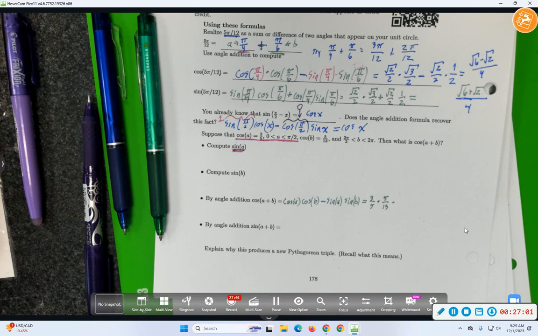So cosine A is 3/5 and A is between 0 and pi over 2. Is that enough information to figure out sine of A? How many people here already know how to find sine of A given that? Oh, I expect you all have seen it. So let's walk through this one of two different ways, either using a right triangle or using sine squared plus cosine squared is 1.